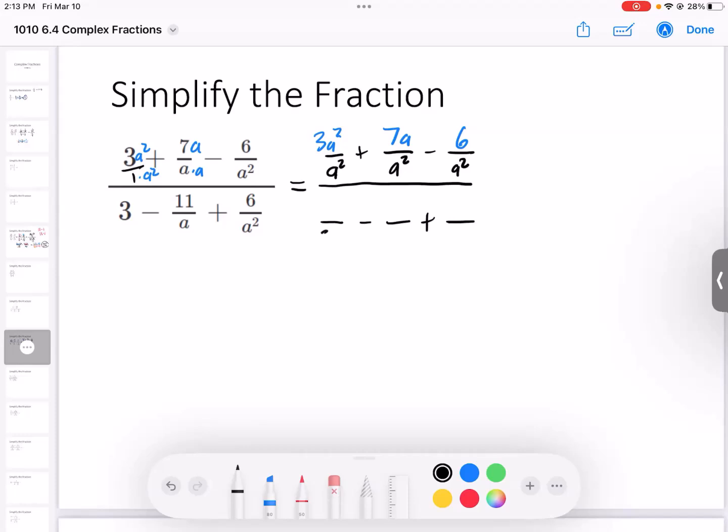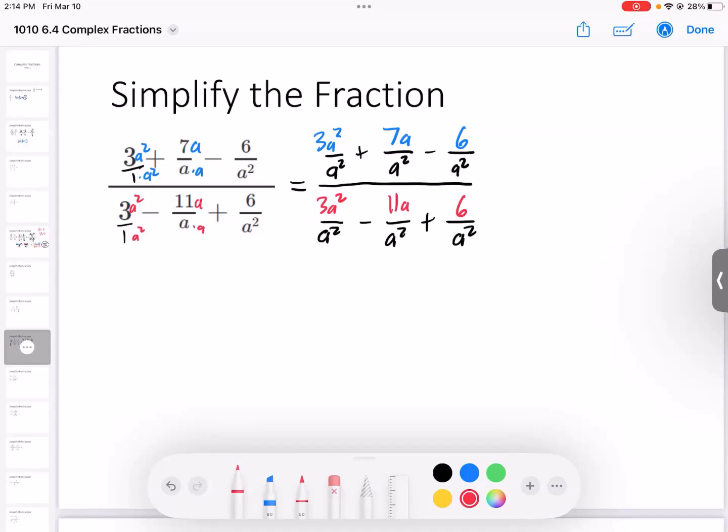Yep, that one's going to be a squared as well. So again, this 6 already has a denominator of a squared. The 3, which I could write as 3 over 1, needs to be multiplied by a squared, and so that gives me 3a squared. And the 11 needs to be multiplied by an a to make a denominator of a squared.